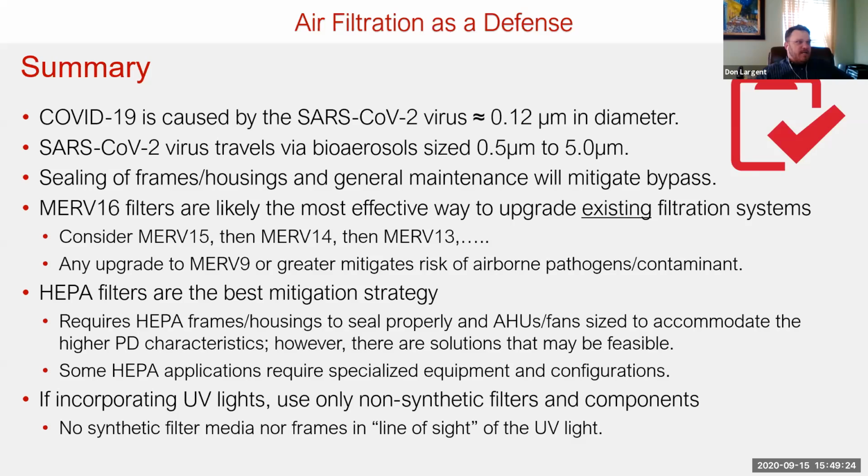Your quickest mitigation strategy is to seal off your frames, housings, do your general upkeep to mitigate bypass. Upgrade your existing filtration efficiency to the highest level you can. Any upgrade moving higher in efficiency is going to reduce the risk of airborne contamination. HEPA filters are the best mitigation strategy, but again, you have to be cognizant of the system resistance, the ability to overcome that resistance, and then having the physical space to put in special frames or housings to accommodate the HEPA filters.